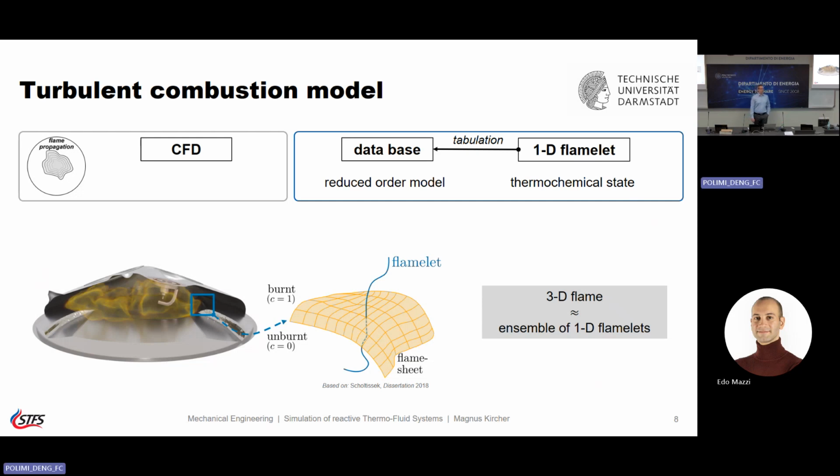Tabulate these 1D flamelets into a database, and then use this reduced order model to access it from the CFD, where we only need to solve transport equations for a limited number of control variables. And of course, here the most important one is the combustion progress variable C, which is closed in this case with an algebraic FSD model.